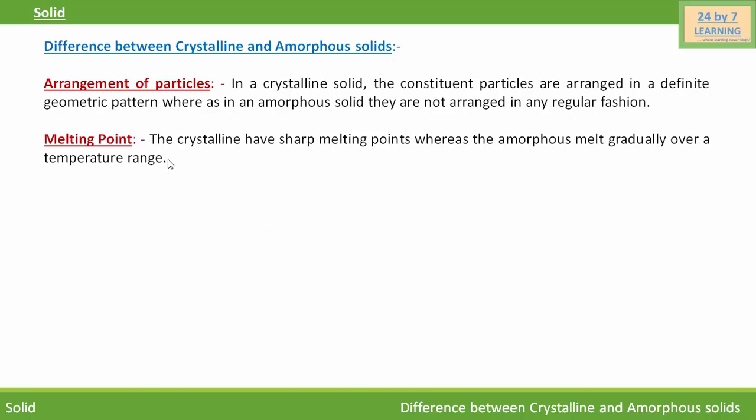Melting points. Crystalline solids have a sharp melting point due to the arrangement of their constituent particles, whereas amorphous solids melt gradually over a temperature range due to their constituent particle arrangement. They are arranged in an irregular fashion, so they melt gradually over a temperature range.